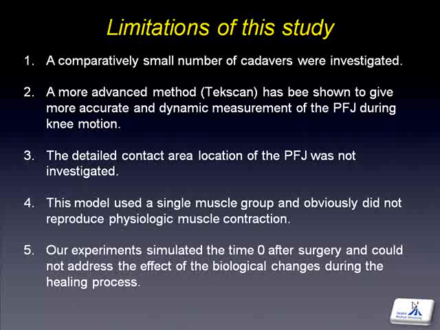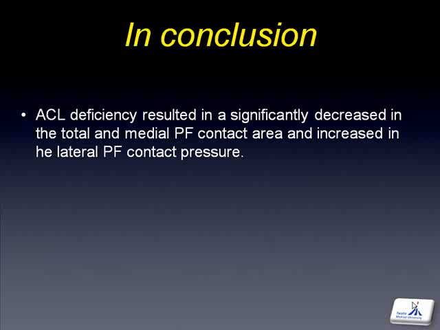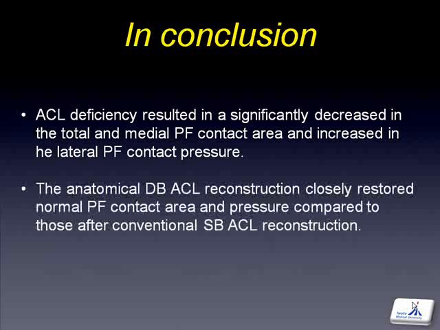In conclusion, the anatomical double bundle ACL reconstruction closely restored normal PF contact area and pressure compared to those after conventional single bundle ACL reconstruction.